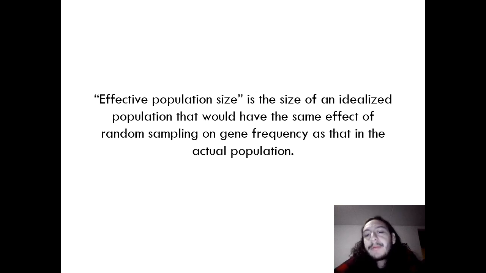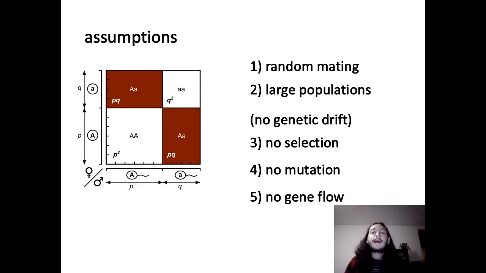So effective population size is the size of the idealized population that you would expect to have the same effect of random sampling and gene frequency as in the actual population, or how you would expect a population of different sizes to behave if all of the assumptions of equilibrium would be met. However, here we are violating one of the main ones, which is infinite population size. So if you start having a lower and lower and lower population size, then strange things can happen.